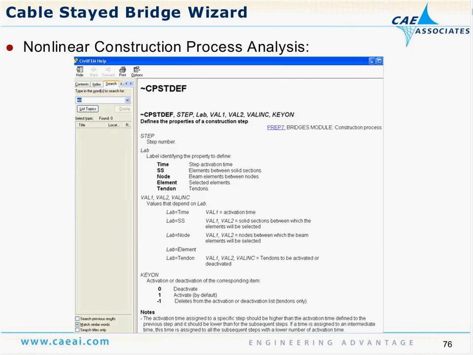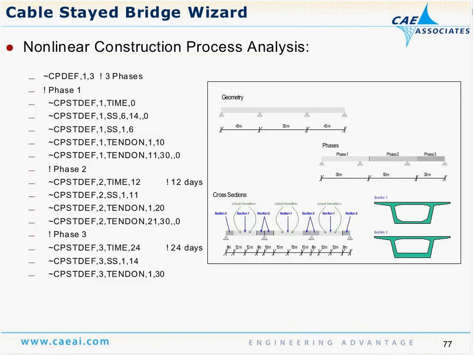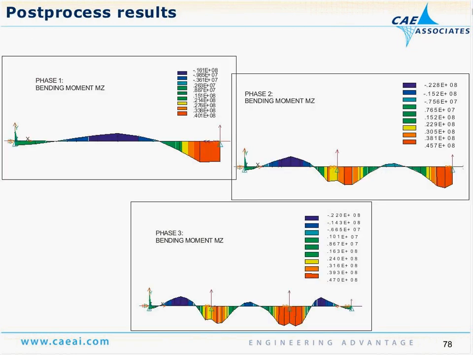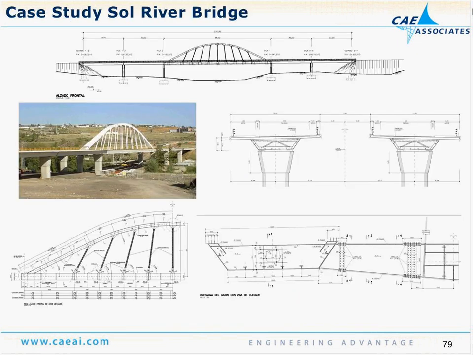That's just one of the commands showing the activation of construction step where CivilFEM gives you a little more capabilities in operations than just the standard ANSYS birth and death features. And this is just an example from the construction process sequence of constructing this three-span operation where phase one, first span, second span, third span. And if we look at the moment diagrams in terms of the operation, we see the variation in the moment from the phase one, phase two, and phase three.